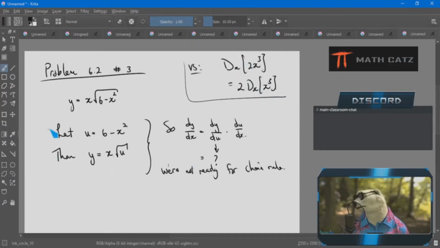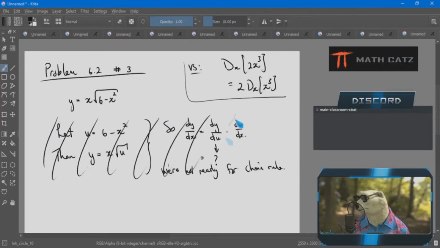So, this is not going to work. We're just not ready. Instead, we need to isolate that root so that when we get to it, it's just the derivative of the square root with no other x's floating around. I can't handle my outside function being a mix of x's and u's. It's not going to work.